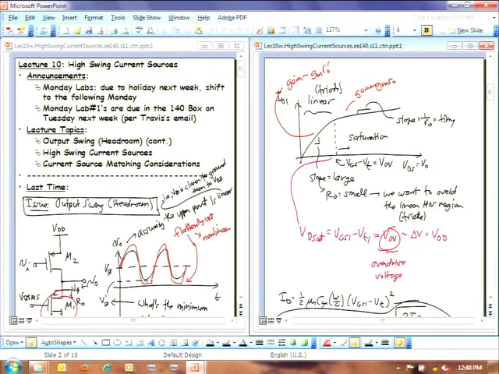So in this lecture, we're going to be talking about high swing current sources, which is sort of a continuation of what we were talking about last time. Last time we were talking about swing, and we'll finish that up and then start into these current sources.